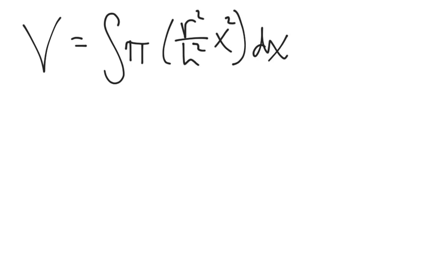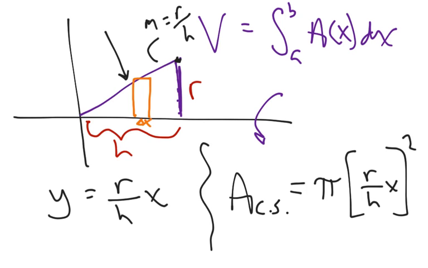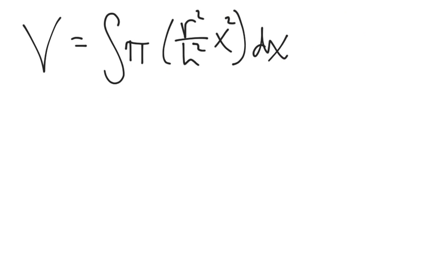Now what about those limits of integration? We're integrating along the x-axis; that's why we have our dx down here. So what are the left and right-hand boundaries for this region? It starts over at the origin right over here, and it goes all the way out h units to the right. And so we're integrating from 0 to h.